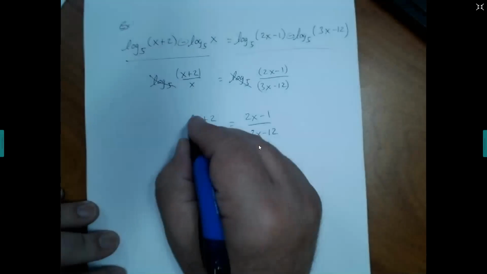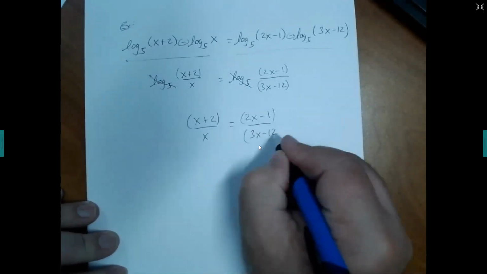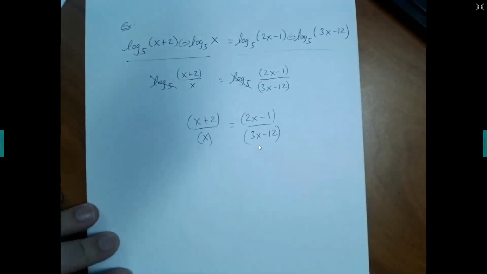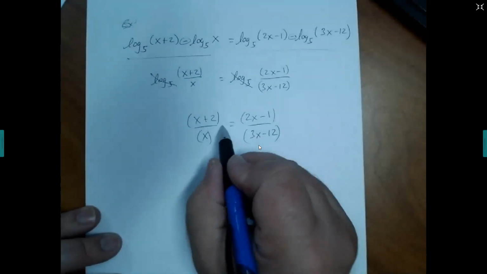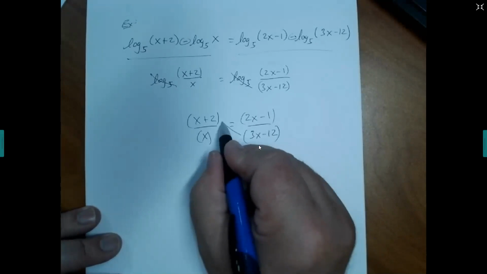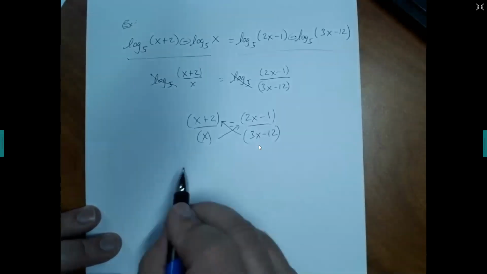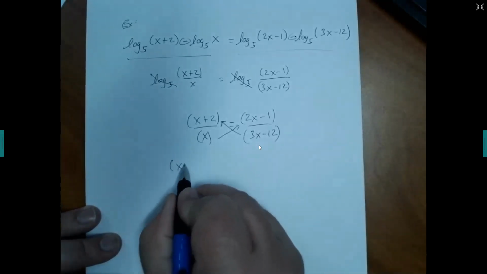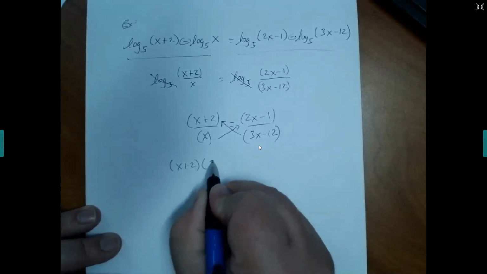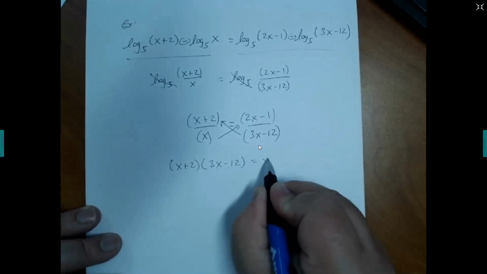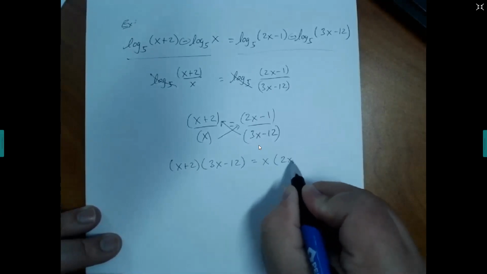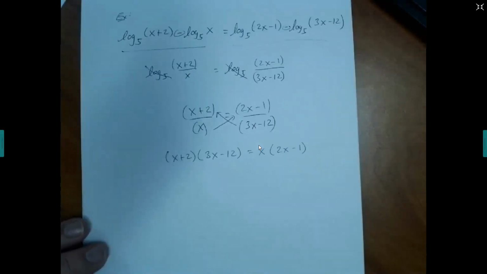No, these are equations. They have to stay together. Anytime you have a plus or minus, that's an equation that has to stay together. Since we have fraction over fraction, we cross multiply to get rid of the fractions. We have x plus 2 times 3x minus 12 equals x times 2x minus 1.